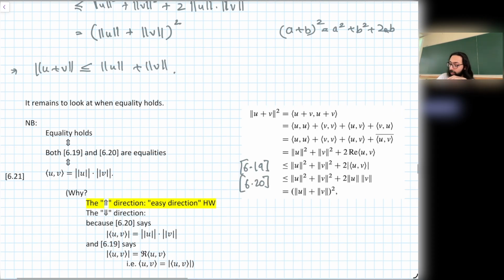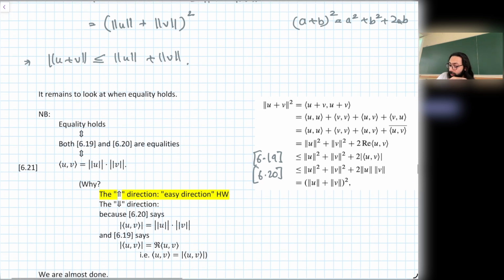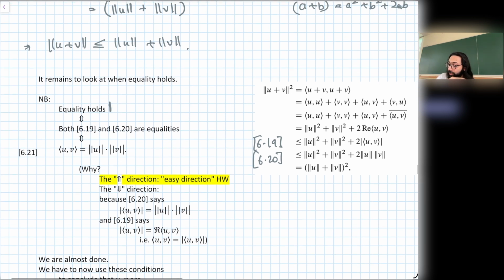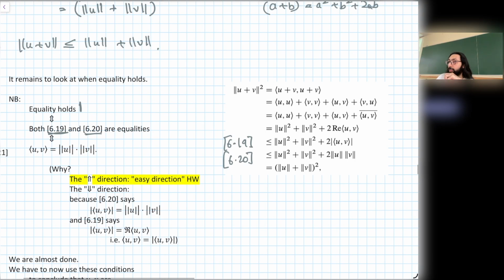All right. So now let's try to reason. So equality holds means what? It means that both 6.19 and 6.20 are equalities, right? Because if any one of them is an inequality, then you would not get it. Correct. So both have to be equality. And it's if and only if, of course.